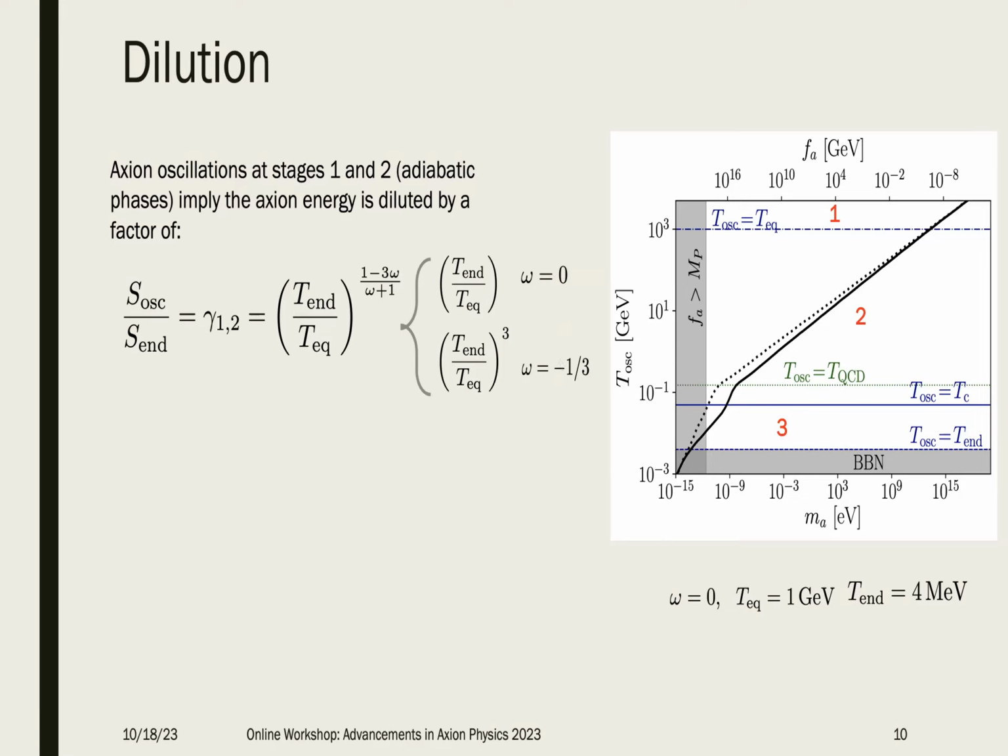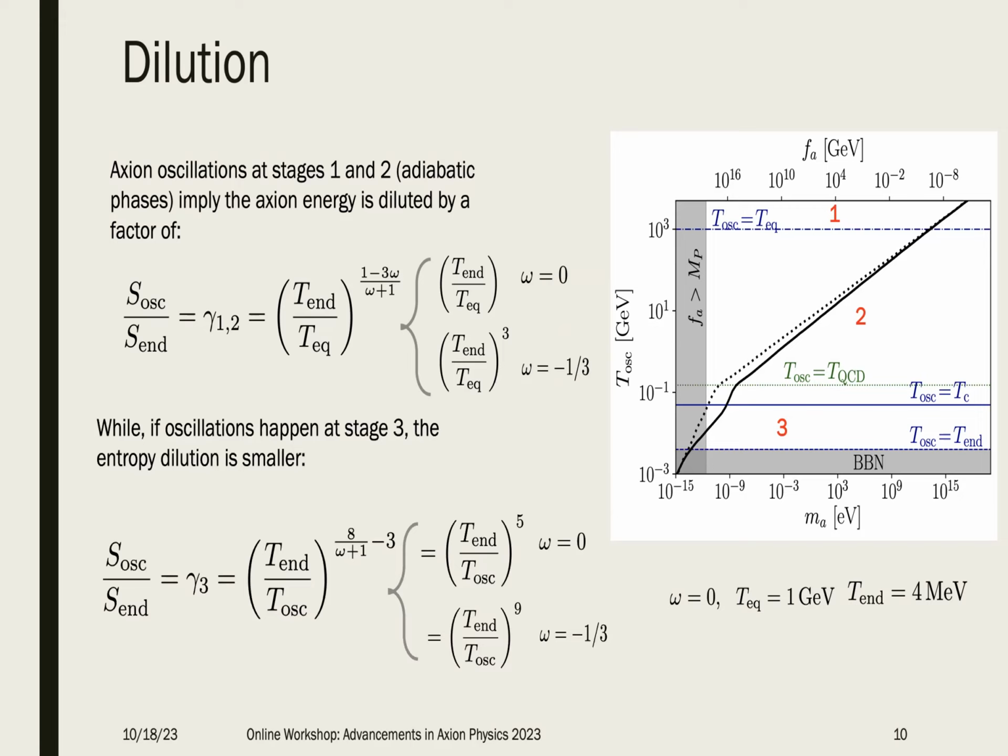These are for some benchmark omegas that we considered. So of course, the longer the non-standard cosmology is, the higher the dilution for the axion energy density. And when the oscillation happens in this stage 3, where the field already starts to decay, this is the entropy injection. Now this ratio is smaller.